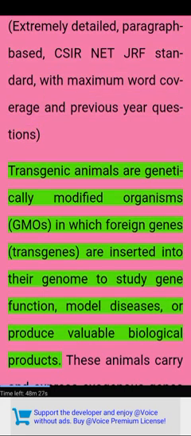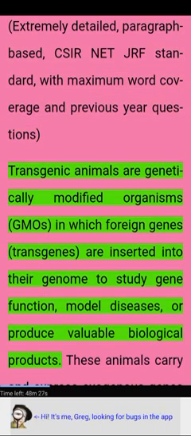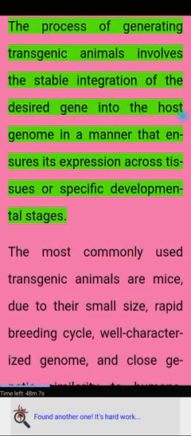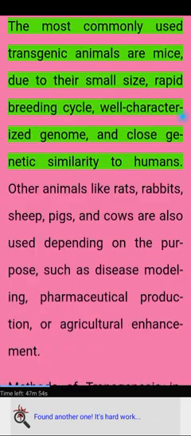Transgenic animals are genetically modified organisms, GMOs, in which foreign genes, transgenes, are inserted into their genome to study gene function, model diseases, or produce valuable biological products. These animals carry and express exogenous genes introduced through artificial genetic manipulation, making them indispensable in functional genomics, biomedical research, and biotechnology. The process involves the stable integration of the desired gene into the host genome in a manner that ensures its expression across tissues or specific developmental stages.